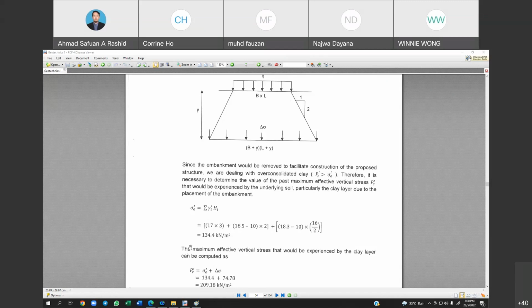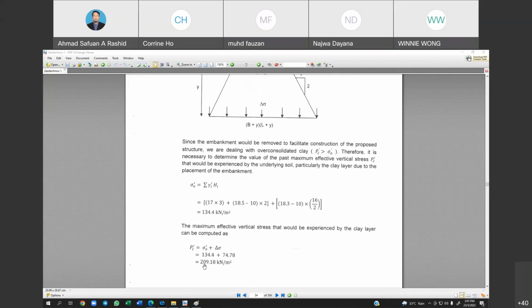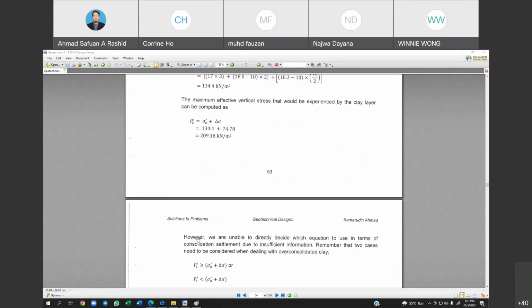So the maximum effective vertical stress that could be experienced by the clay layer can be computed as PC equal to 134.4 plus 74.78. So that is the PC value for the first estimation, which is 209.18. However, we are unable to directly decide which equation to be used in terms of the consolidation settlement due to insufficient information. So awak jangan confuse.